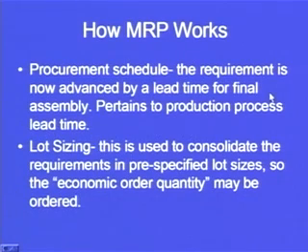For the procurement schedule, the requirement is now advanced by a lead time for final assembly. Lead time here pertains to the production process lead time. Now we know that this much would be required. We have identified this much would be required. Now the lead time will be used for the procurement of that particular item.